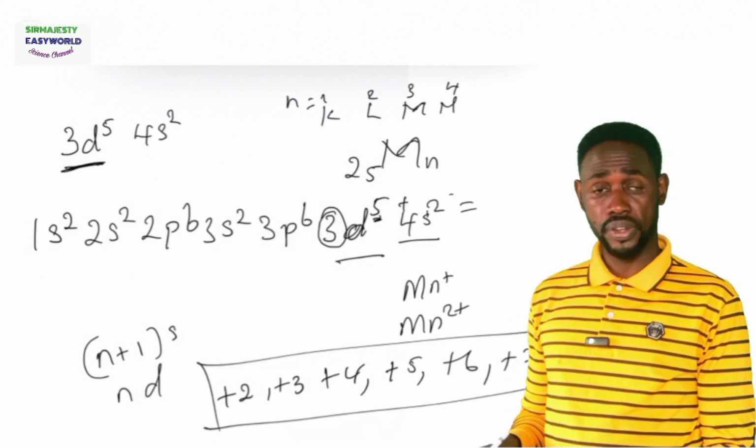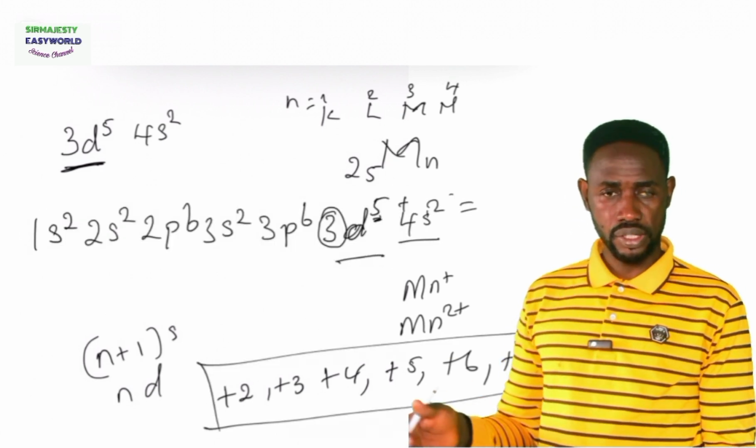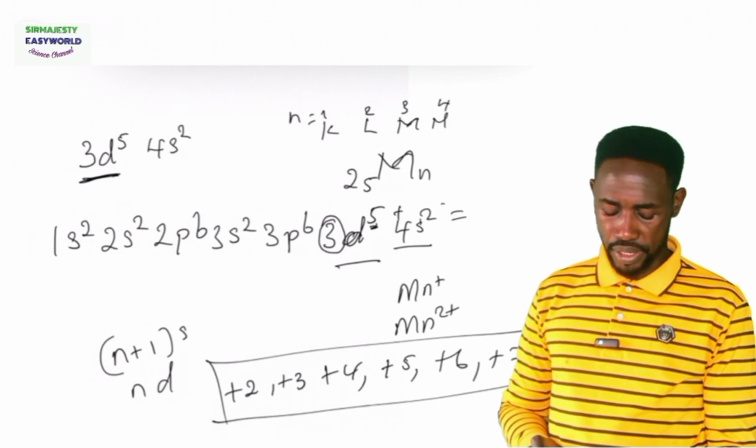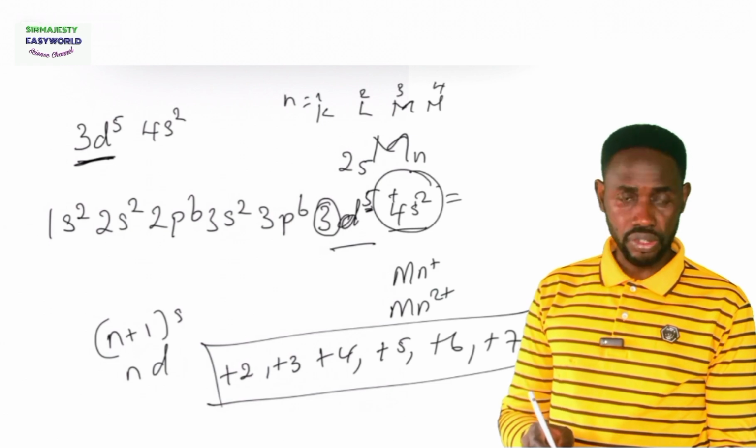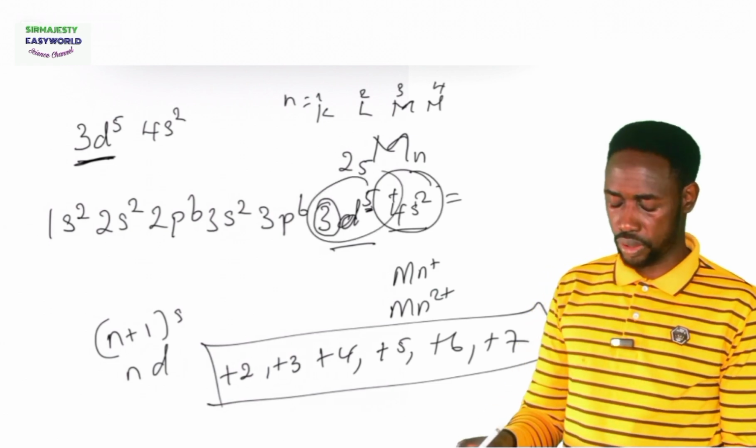So the variable oxidation state of what? Transition metals is because they have the ability to lose both their last shell electrons and some of the electrons in the D subshell. So the explanation I gave you now gives you the reason why some of the transition elements exhibit variable oxidation states.